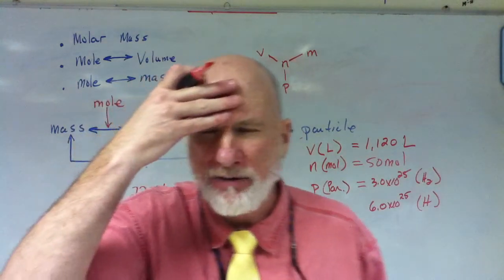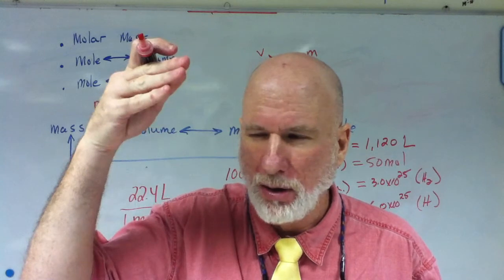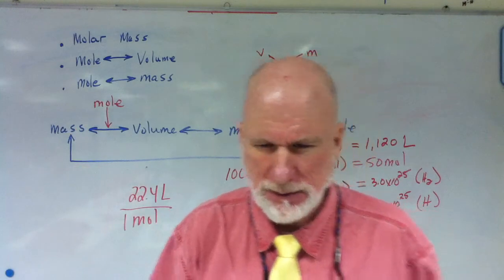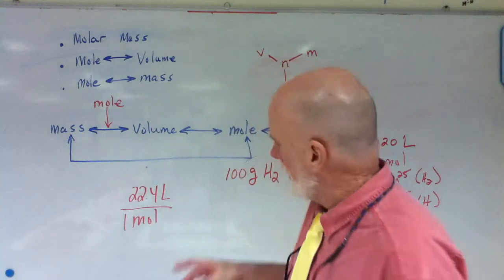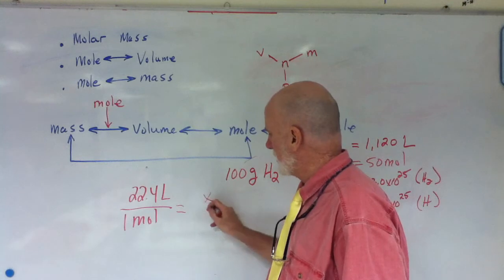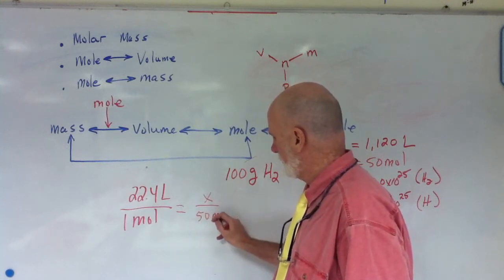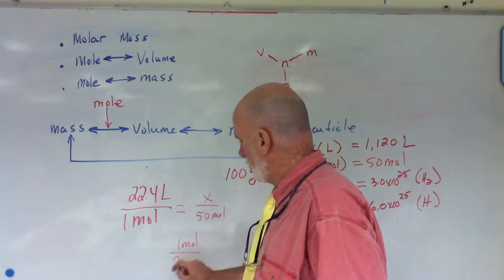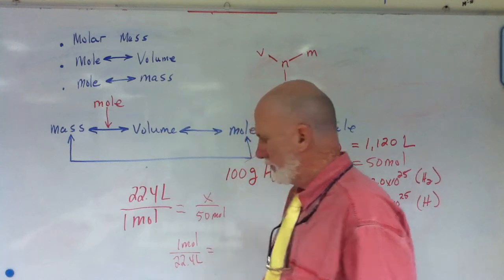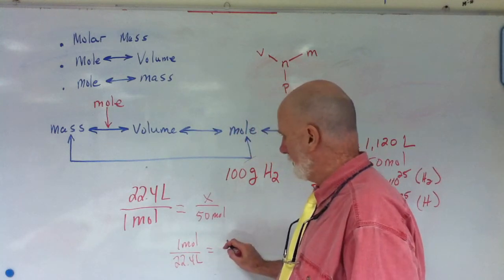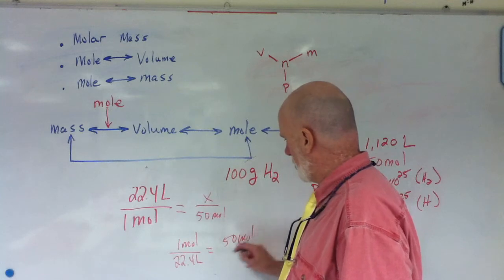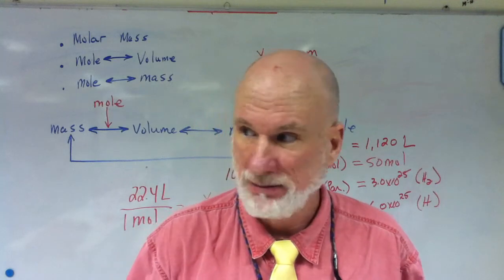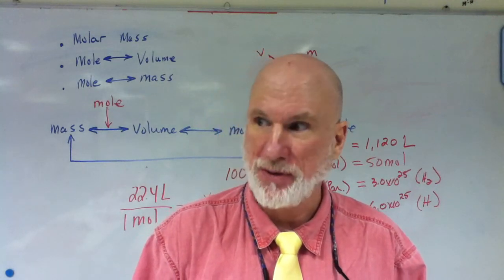Now, does it matter if I say 1 mole over 22.4 liters? Does it matter? No, it does? Maybe. Okay. Well, in other words, this is going to be X, and this is going to be 50 moles, right? But if I said instead 1 mole over 22.4 liters, that's going to be 50 moles over X. So the answer is, does it make any difference? The answer is, no, not really. Same thing.